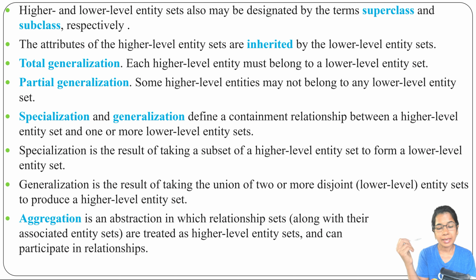Next, aggregation. Aggregation is an abstraction in which a relationship set is treated as an entity set. Okay. So one relationship set along with its entity sets is treated as a higher entity set and can participate in a relationship. That's called aggregation.